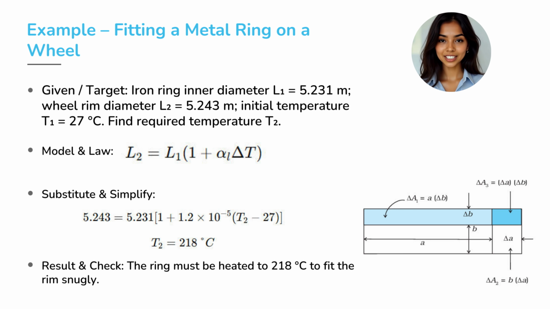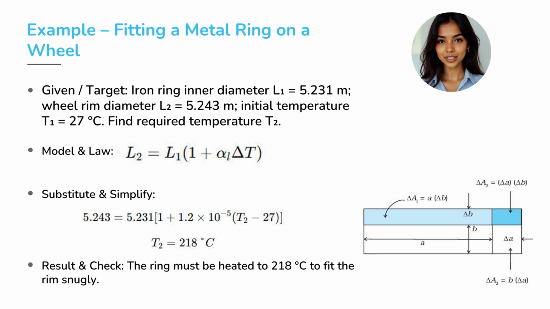Let's solve a practical engineering problem to see how expansion helps in real life. An iron ring has an inner diameter, written as L1, equal to 5.231 meters. It needs to fit tightly over a wooden wheel rim of diameter, written as L2, equal to 5.243 meters. Both start at a temperature, written as T1, equal to 27 degrees Celsius. We need to find the temperature, written as T2, to which the ring should be heated so that it just fits.